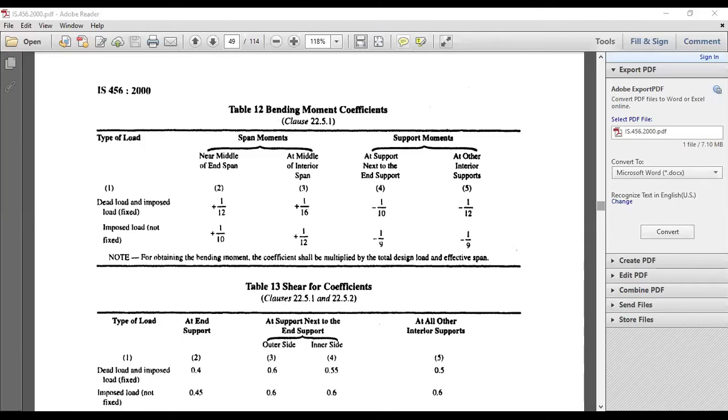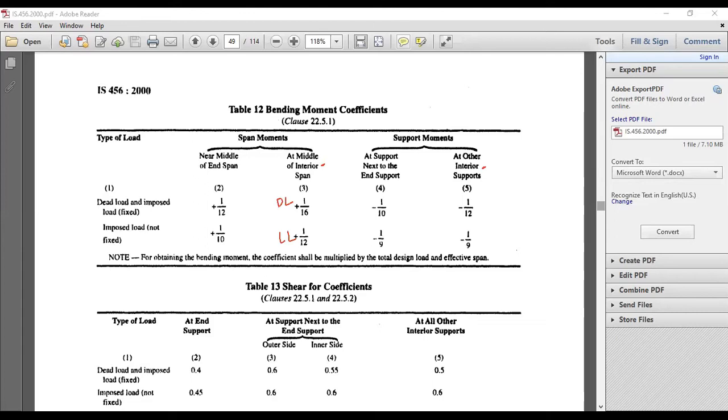So here, at the middle of interior span, it is given at the middle of interior span. Now we are talking about interior span, and here are the interior supports. So now this is the dead load coefficient. Dead load is written over here. This coefficient is the dead load coefficient. This coefficient is the live load coefficient. So at the middle of interior span, your dead load coefficient is plus 1 by 16. Your live load coefficient is plus 1 by 12. And we need to multiply this coefficient by WL square.